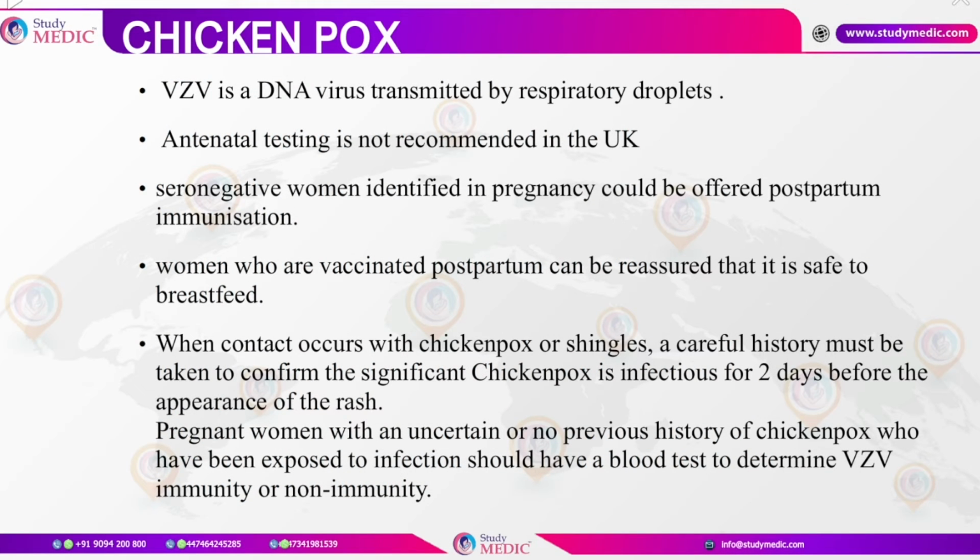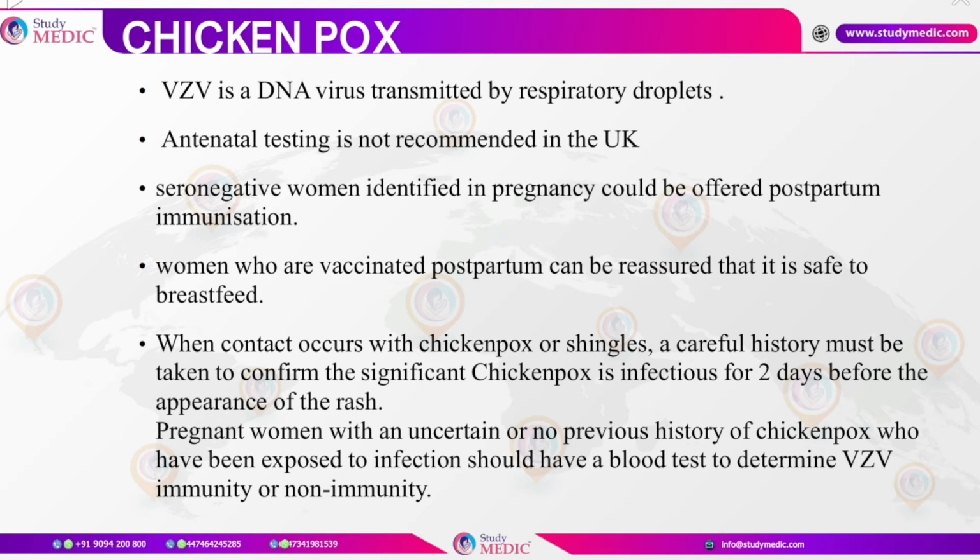Coming to another version of herpes, it is nothing but chickenpox. We know that the drugs are the same over here, but understand the doses of acyclovir in chickenpox are different from herpes. Varicella zoster virus is a DNA virus which is transmitted by respiratory droplets. Antenatal testing is not recommended in the United Kingdom. Seronegative women identified in pregnancy should be offered postpartum immunization. Women who are vaccinated postpartum can be reassured that it is safe to breastfeed the child.